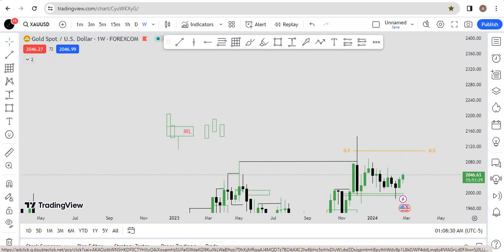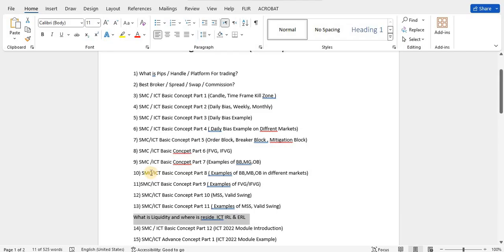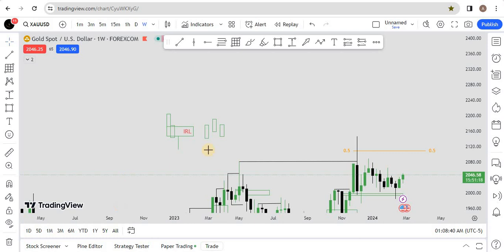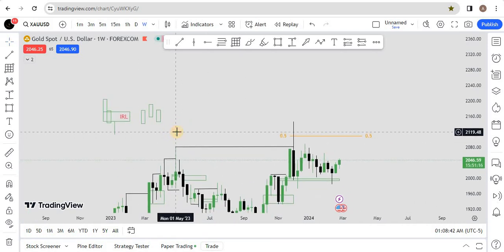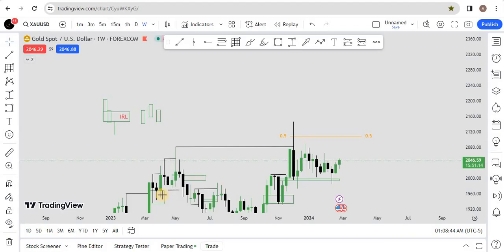Because I want to explain these things before I jump into the next lecture, that is the ICT 2022 module. On that, liquidity is the most important, and in all ICT concepts, liquidity is the main focal point before we jump to any trade setup. I hope you learned something from this video.